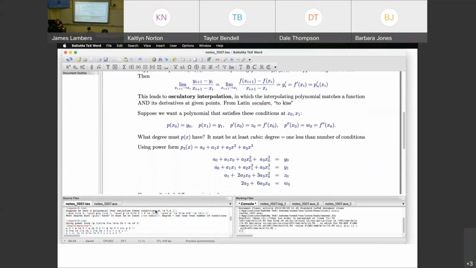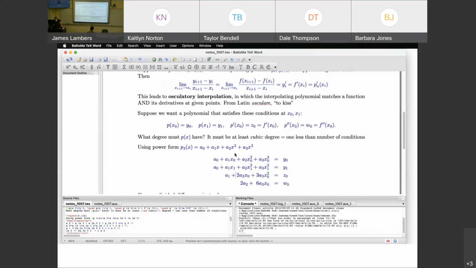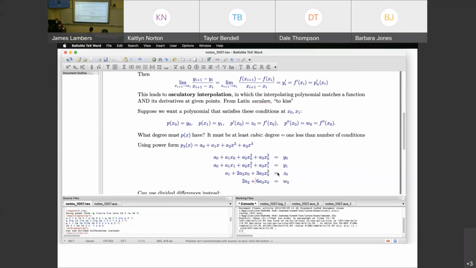So the first 2 equations are what we've seen from polynomial interpolation anyway, where you require that by substituting x0 and x1 into the polynomial, you get the corresponding y values, y0 and y1. But the third equation comes from the derivative of the polynomial evaluated at x0, and then the fourth equation comes from the second derivative at x0. So now we have 4 equations, 4 unknowns. We can go ahead and solve this system.